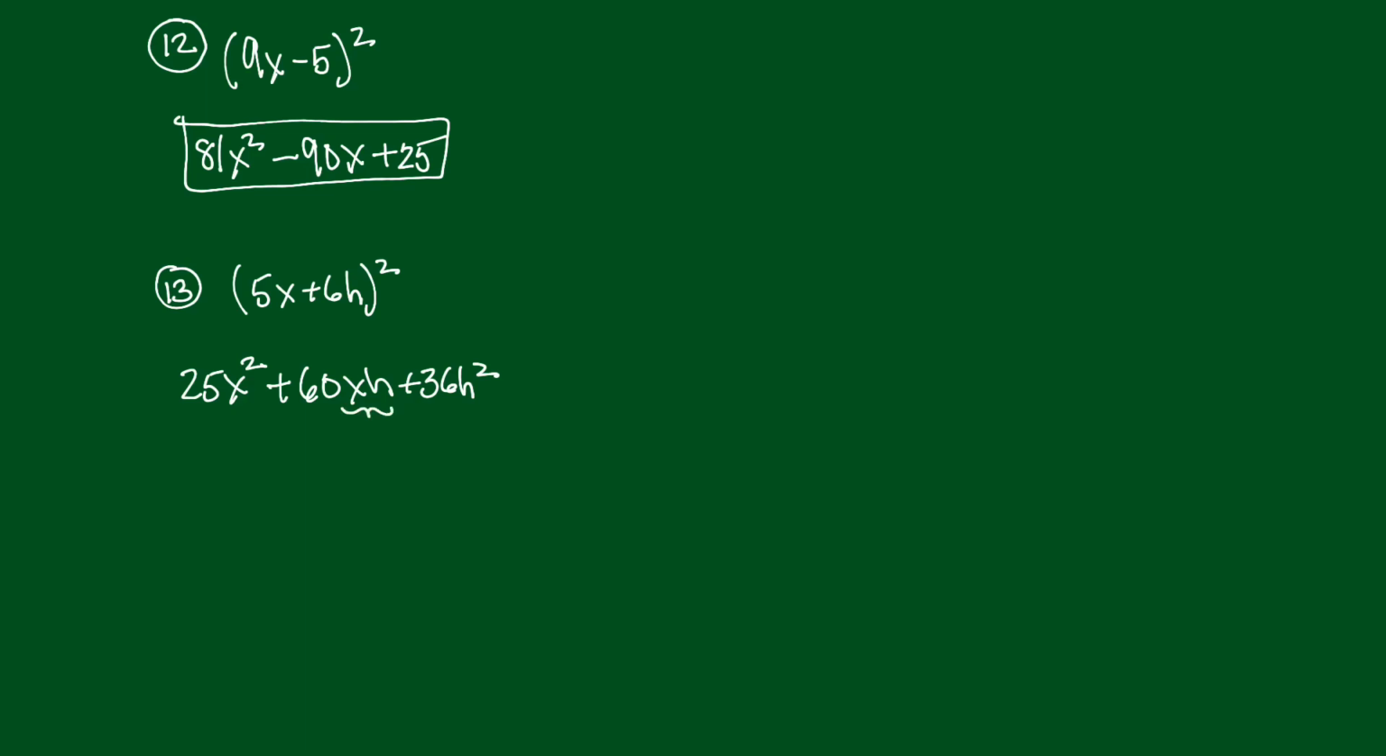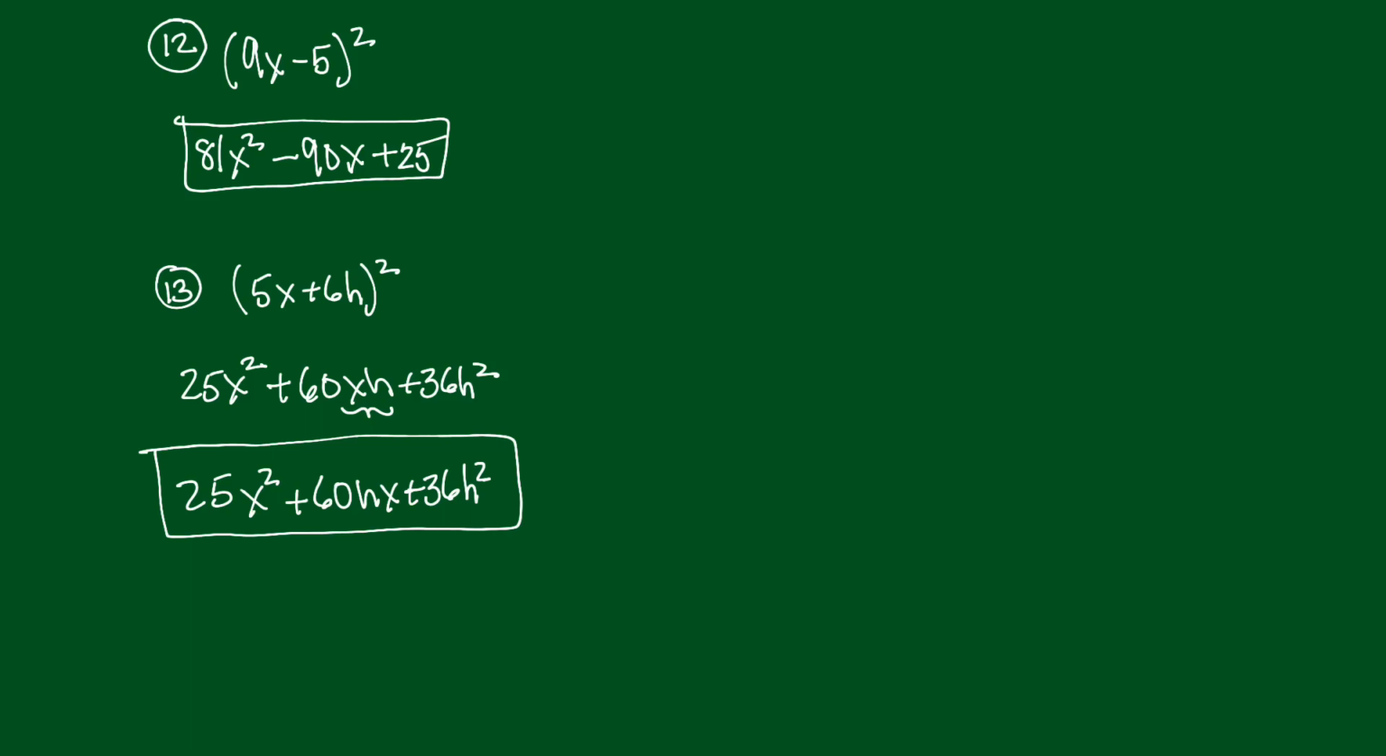Now I'm really okay, but you see this one right here? We typically write variables in alphabetical order. So I'm just going to rewrite it like this. 25x squared plus 60hx plus 36h squared. Either one of these are okay. This is probably the one that is more common.